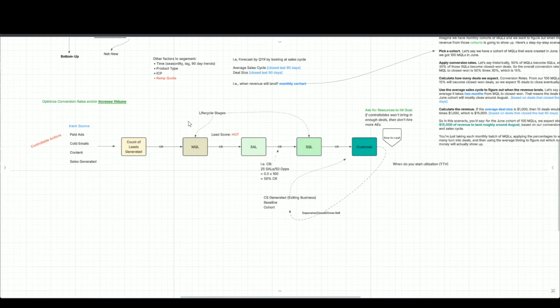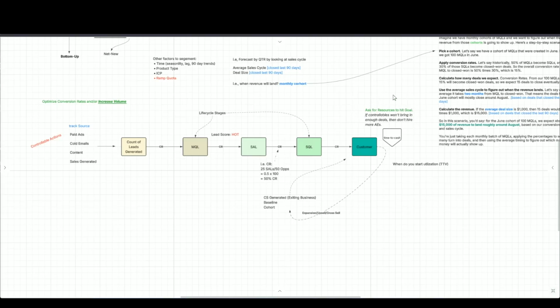So you slice and dice it, and then at the end of the day, it's conversion rates, and then it gives you the close rate, the close won rate, and then you take that number, and you can basically figure out what the average sales cycle is, and then the deal size, and then do the math on that. But I'll show you how to do the monthly cohort on it, so you know exactly when potential revenue will land. Here's another note that I made: ask for resources to hit the goal.